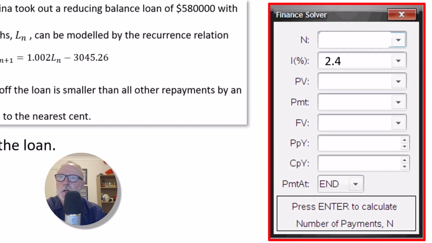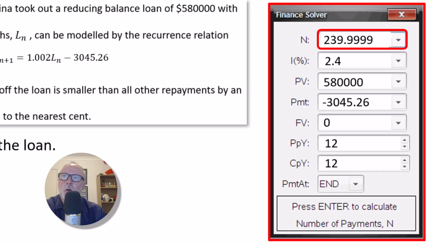So in our CAS calculator, we're going to place the interest rate as 2.4% per annum. The principal value is $580,000. It's positive because it's a positive cash flow. The payment is $3,045.26, and it's negative because it's a negative cash flow. We're paying the bank, or rather, Pina is paying the bank. The future value, we want to work out when it is fully paid off, so the future value will be 0. Payments per year is 12 because it's monthly, and the compounding periods per year is 12 also because it's monthly.